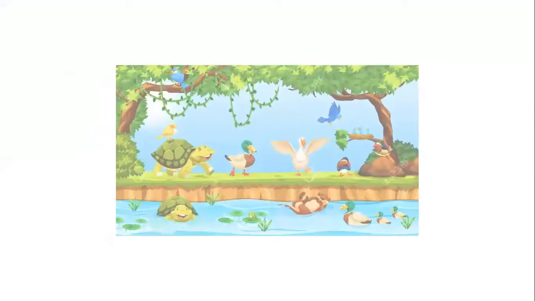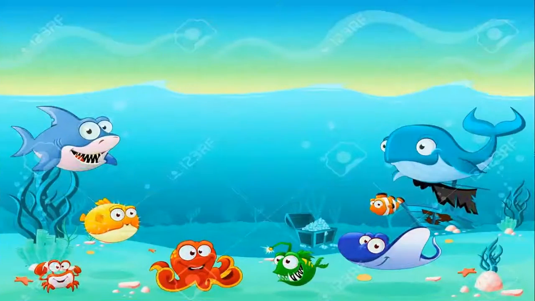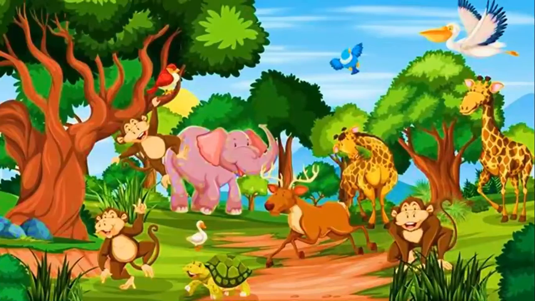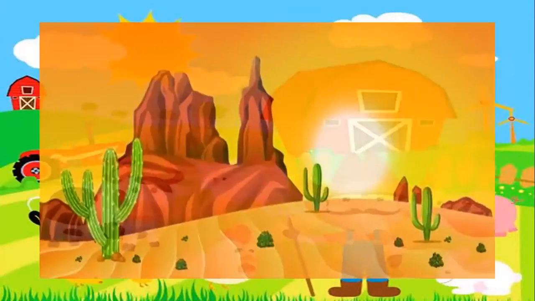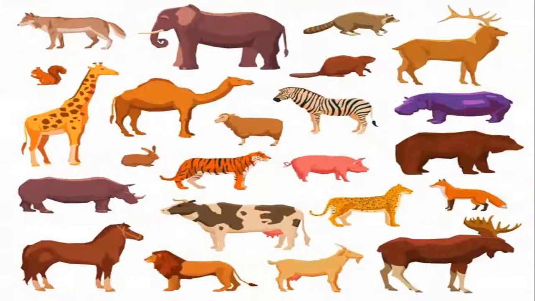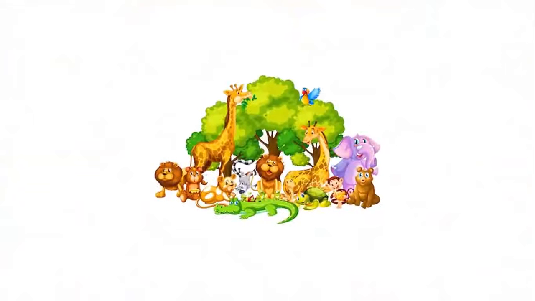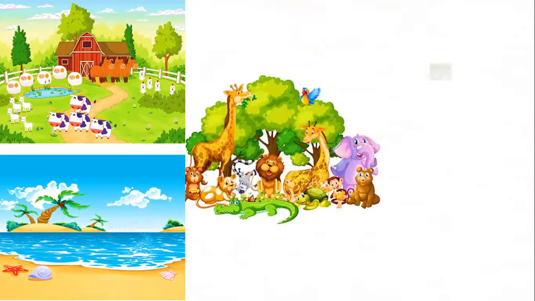Now, let's start with our lesson this morning. So we have here the different habitats of the animals. And this time, we will read one by one the different habitats of the animals. And we all know that animals are living things. So all the living things have their own different habitats. Okay, so let's start with the habitats of the animals.